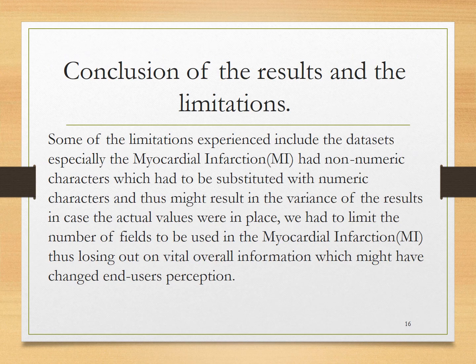So coming to the conclusions, some of the limitations experienced include that the datasets, especially the myocardial infarction, had non-numeric characters which had to be substituted with numeric characters, and thus might result in variance of the results. In the absence of actual values, we had to limit the number of fields to be used in myocardial infarction, thus losing out on vital overall information which might have changed end users' perception.